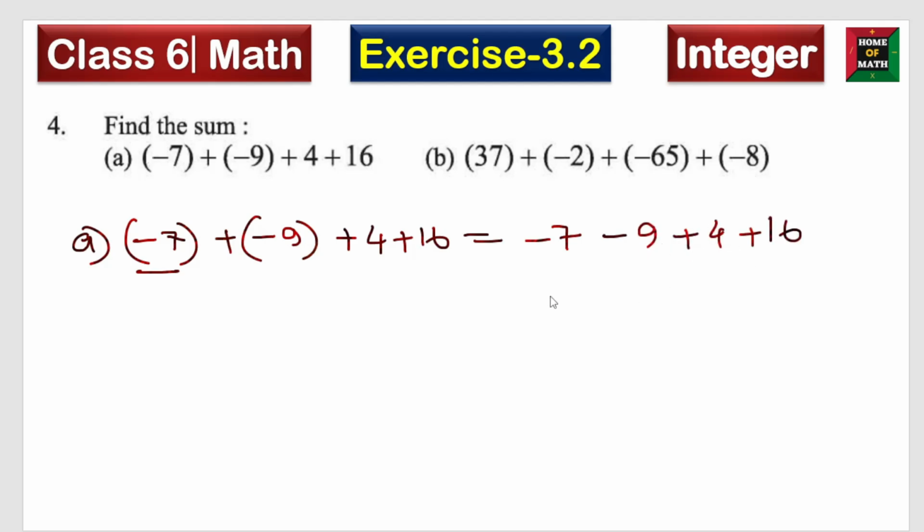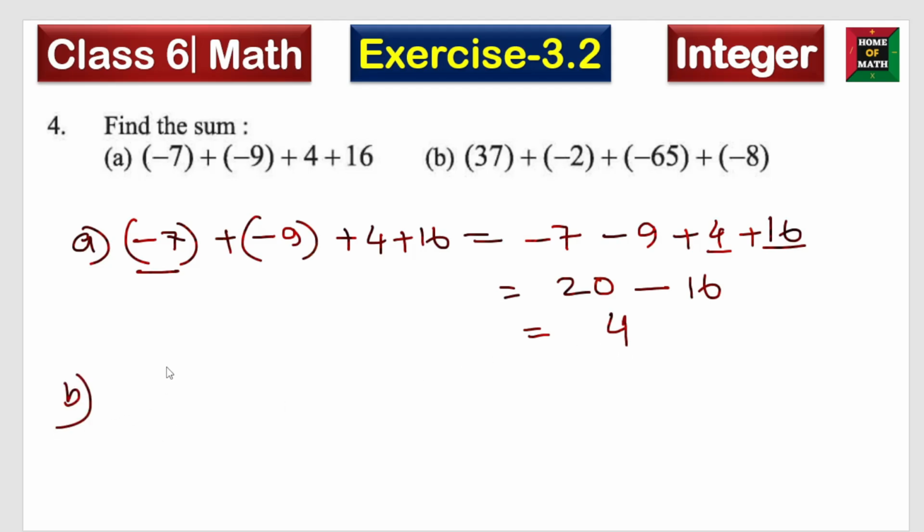So 4 plus 16 is 20, and then minus 9 plus 7. Why 7? Because the common sign is minus, so this is 16. Therefore the answer is 4.